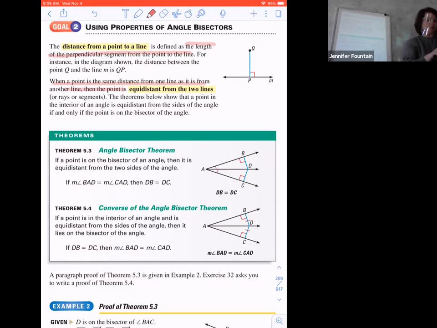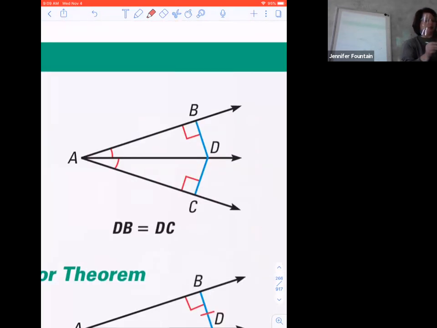So look at this. Because this is the bisector, these two are congruent angles here, where we have angle A cut in half. So because this is the bisector, now I know that from the bisector to each side of the original angle is the same distance, what they drew in blue. So I can see that from B to D, it's going to be the same distance as it is from D to C.